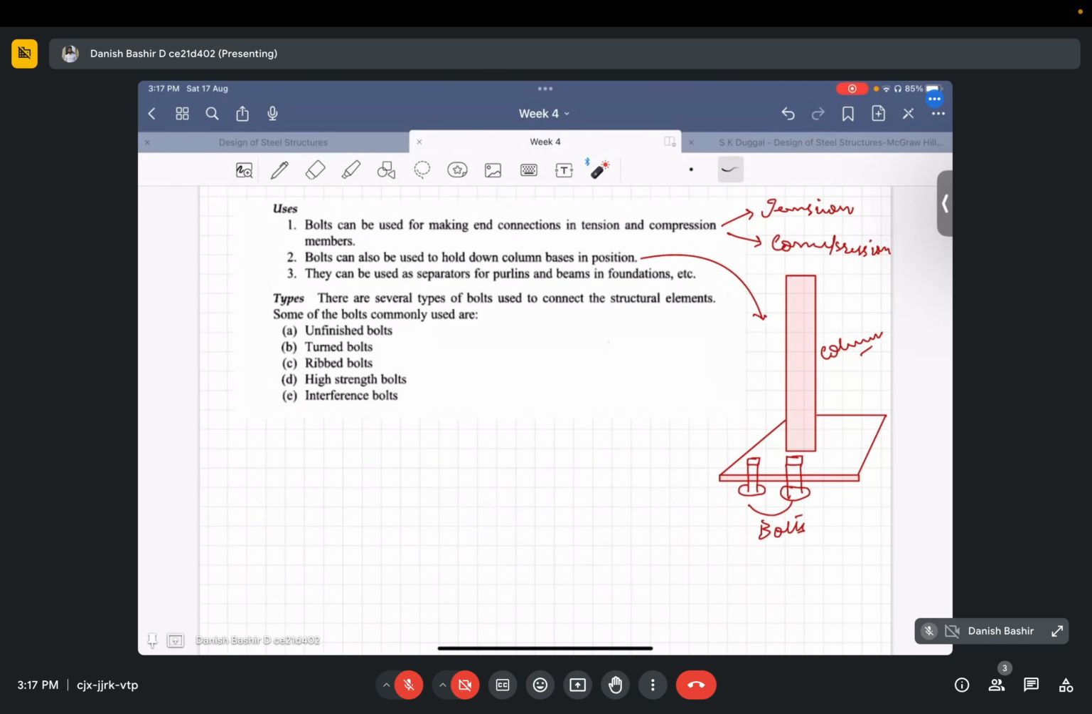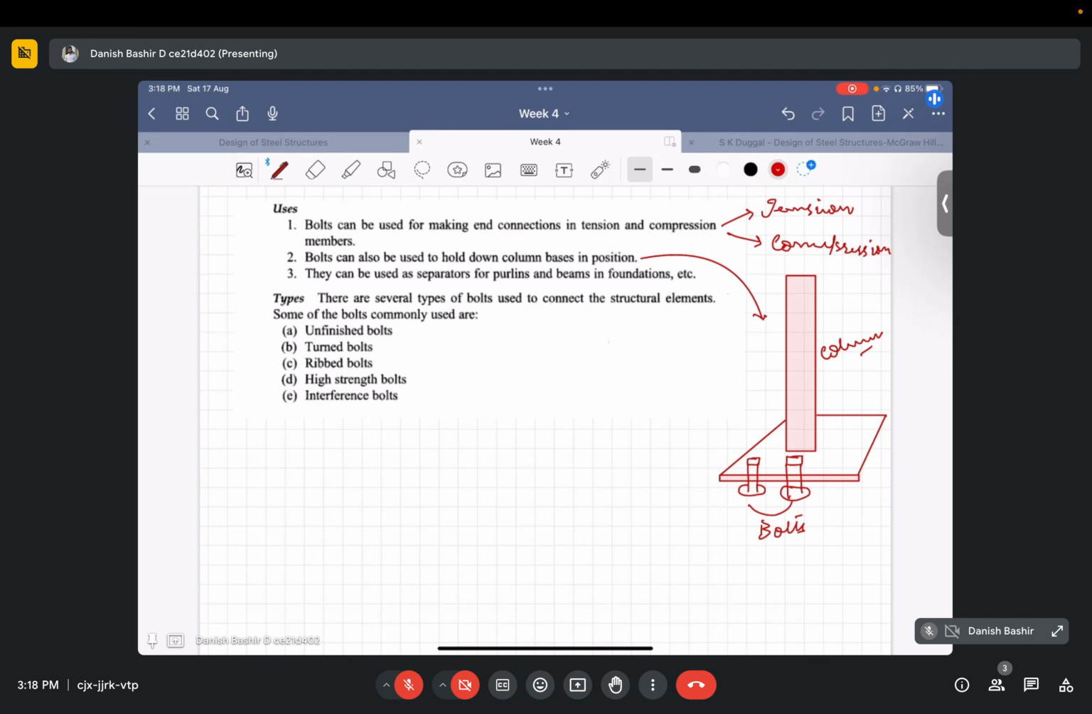Okay. So the first is unfinished bolts. These unfinished bolts, we can also call them ordinary or common or rough bolts. They are also known as black bolts. So they have different names like ordinary bolts, common bolts, rough bolts, also known as black bolts. They can be used for light structures like purlins, bracings, etc. under static loads. But if there is impact load or vibrations, or structures under fatigue, these unfinished bolts are not recommended.